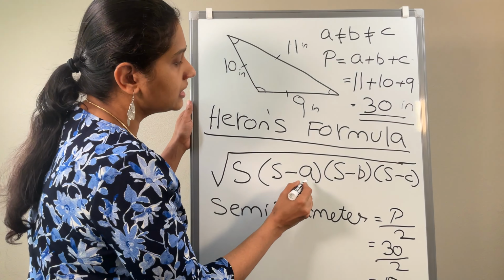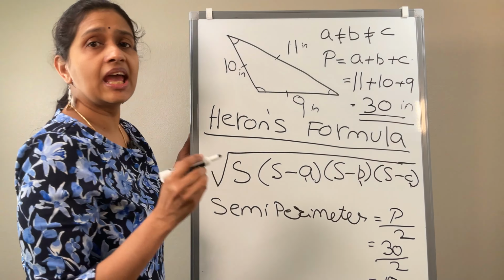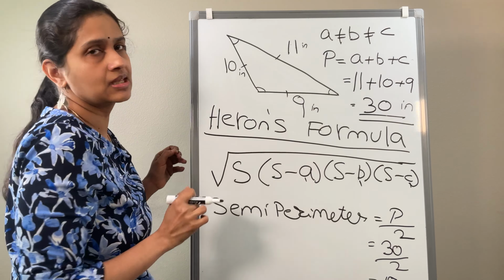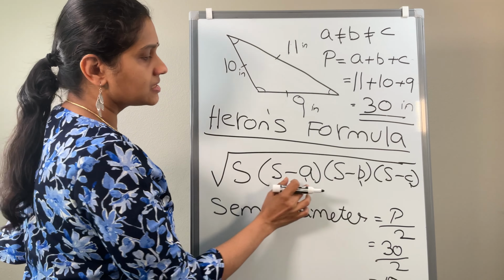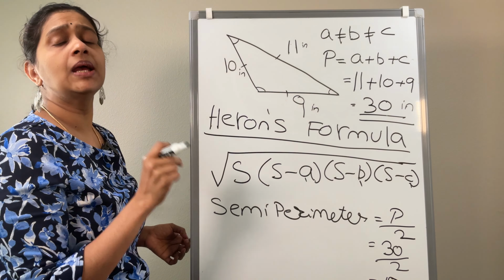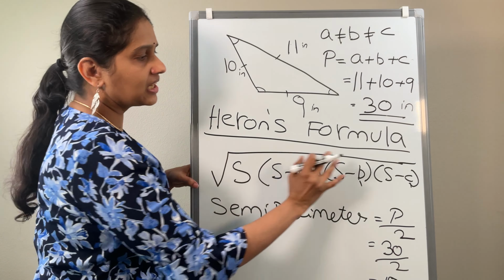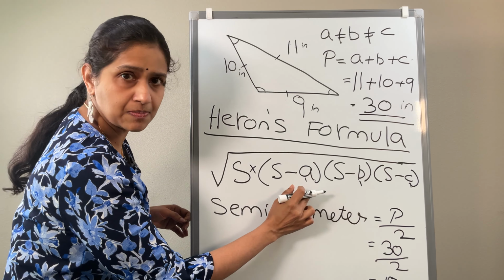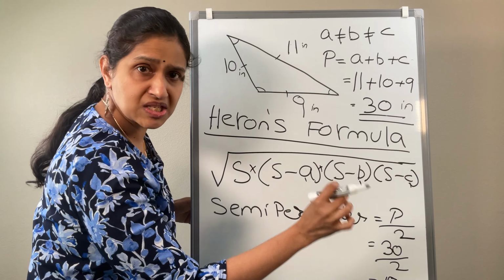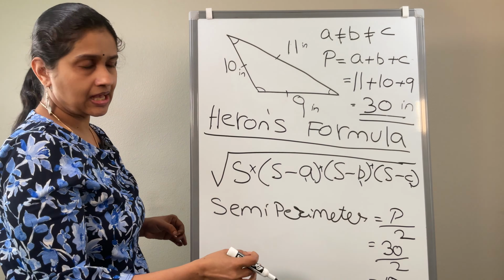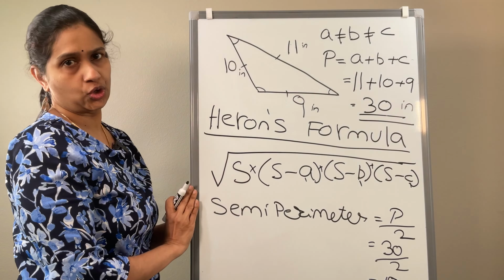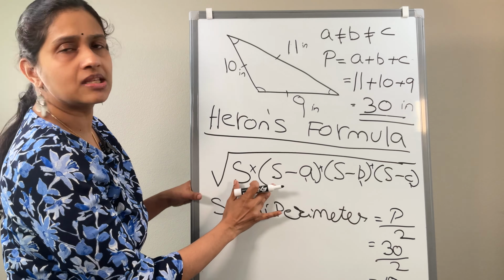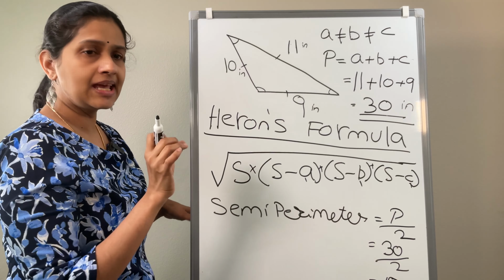Here A, B, C are the three sides of the scalene triangle, that is these measures 9, 10 and 11. S times S minus A means S multiplied with S minus A multiplied with S minus B multiplied with S minus C, and then you have to find its square root. That is how you find the area of the scalene triangle. Now let us apply this formula for this measure and see how to do that.